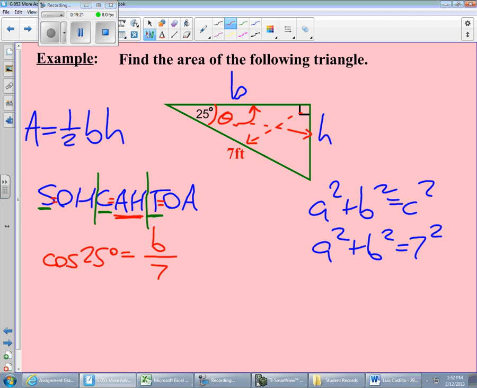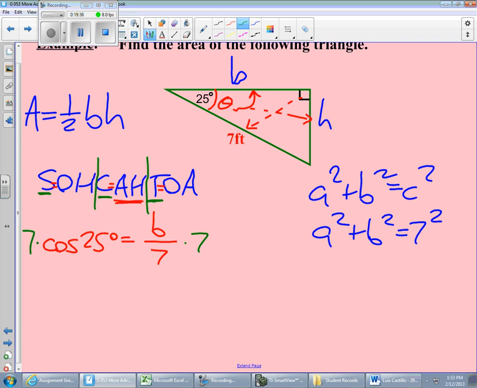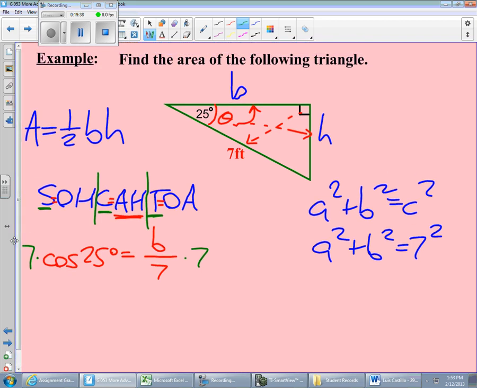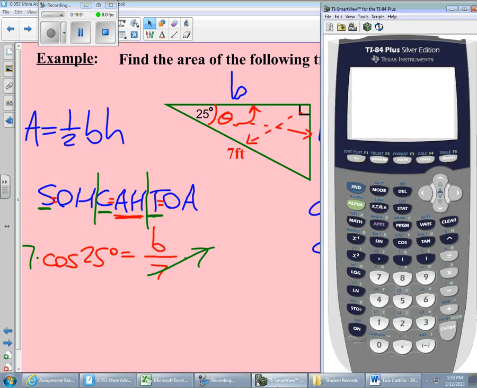Okay, we want to isolate B. Exactly. What's happening to 7 right now? It's being divided. So if we want to move it, we have to do the opposite of division, which is multiplication. So we'll multiply by 7. And of course, whatever we do to one side, we must also do to the other side. Okay, that takes care of that on that side. Now we will go to our calculator to figure out what is the deal with 7 times cosine of 25 degrees. So I'm going to pull up my calculator here.